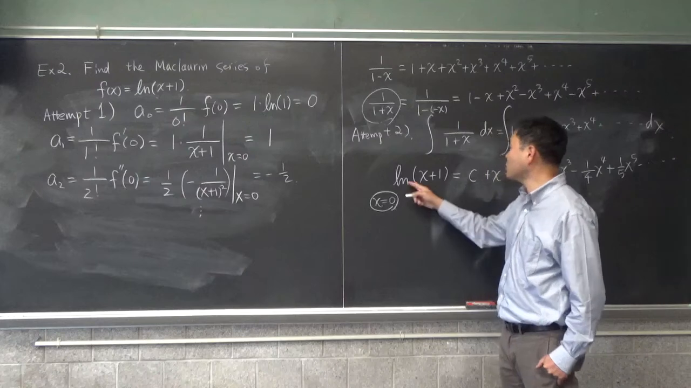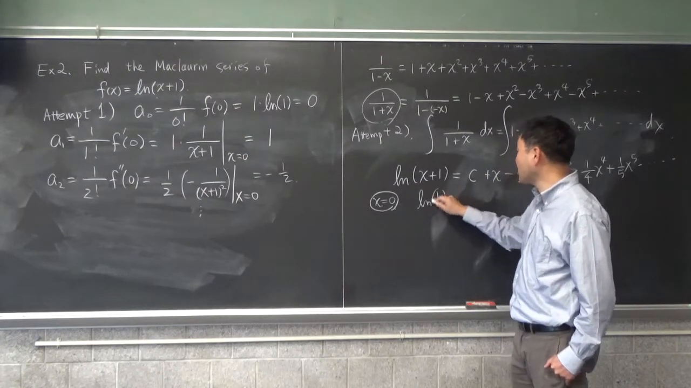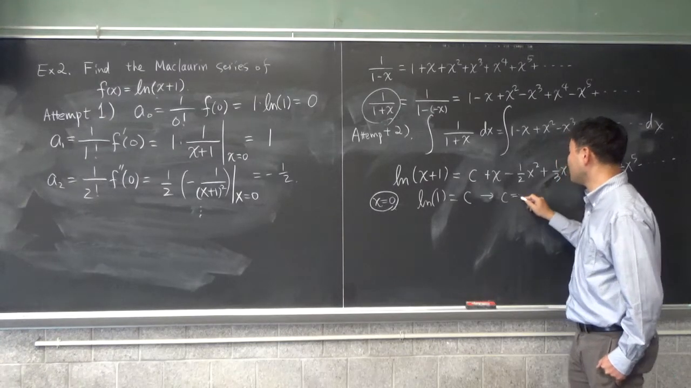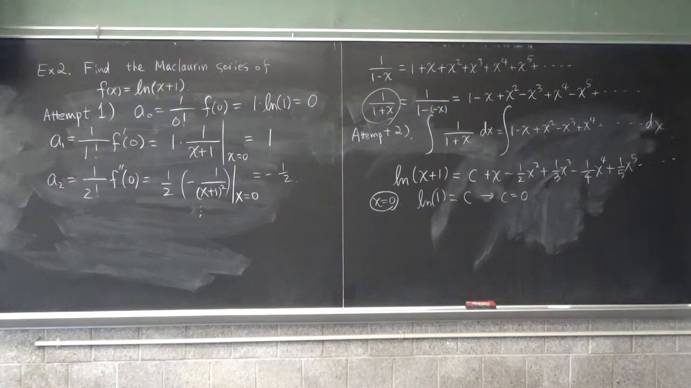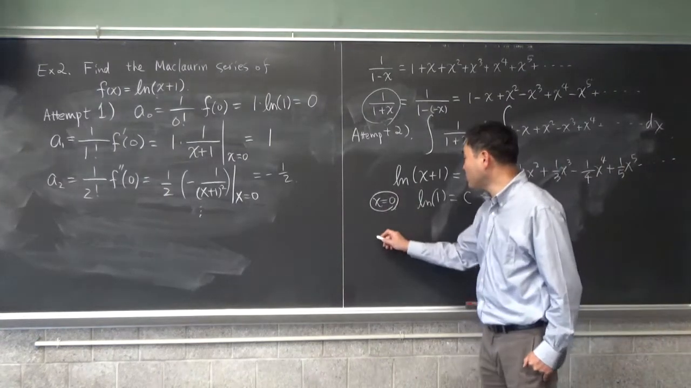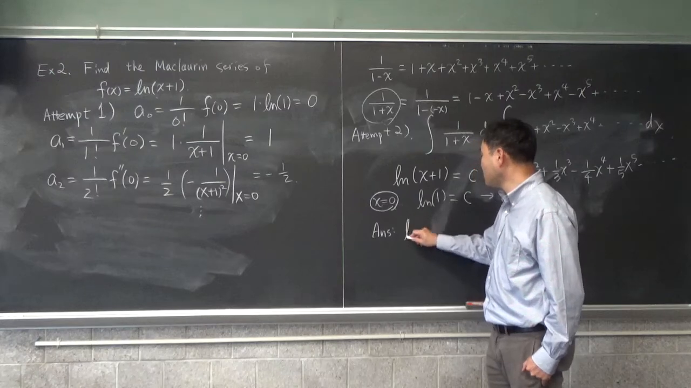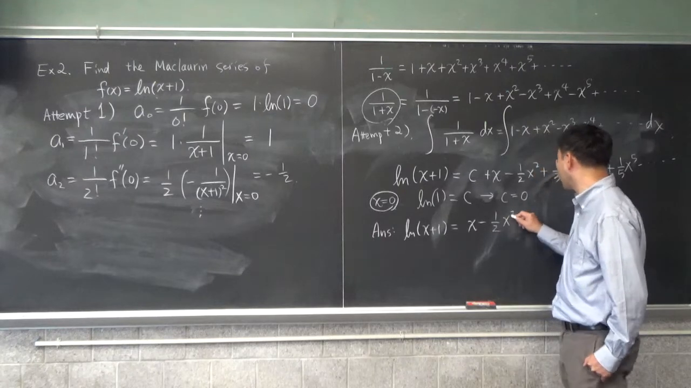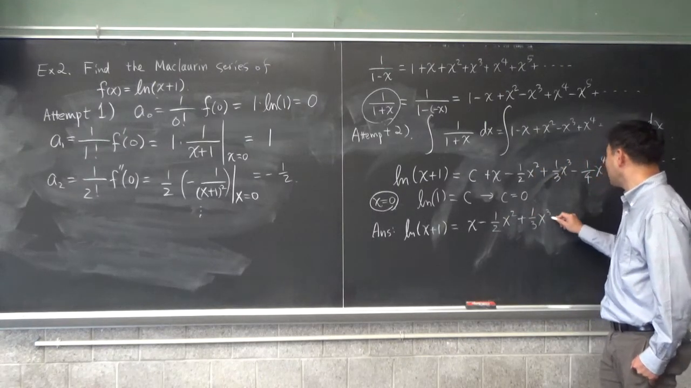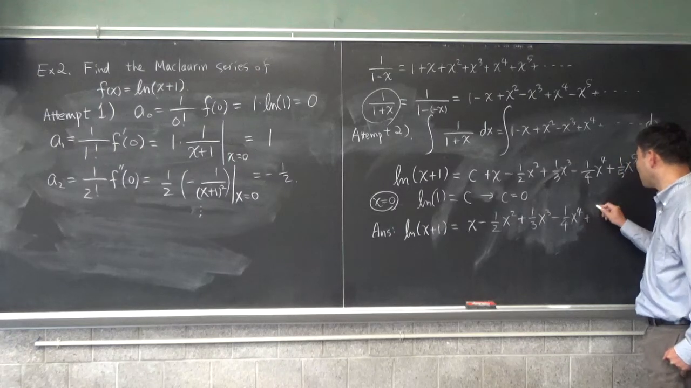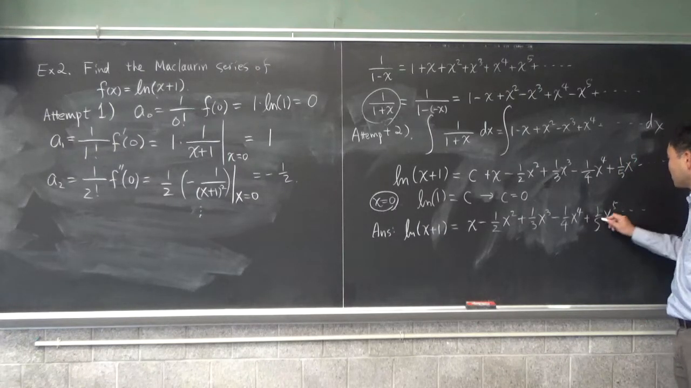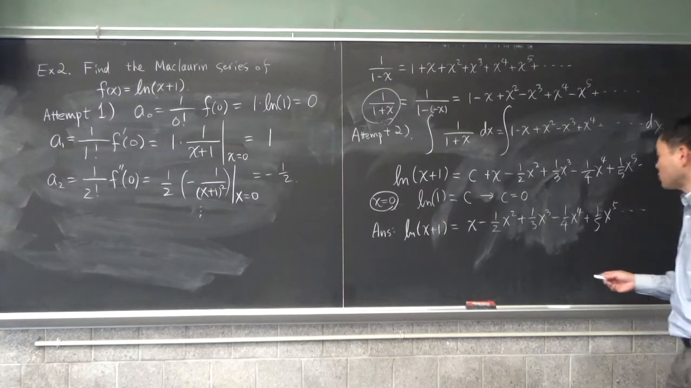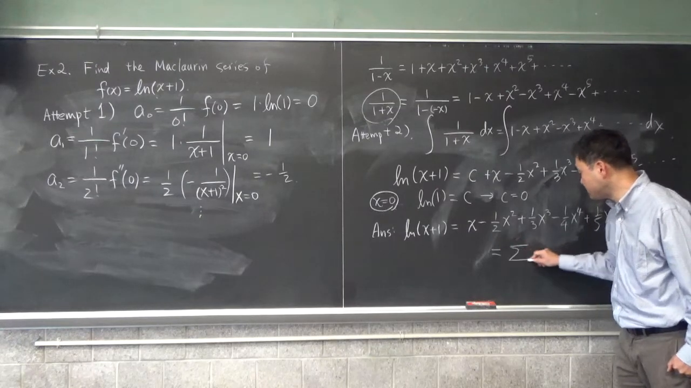So you get ln of 1 on the left side, and then everything here goes away, and you just get C, so that C is equal to 0. Okay? That means the answer to this question is ln of x plus 1 equals x minus 1/2 x squared plus 1/3 x cubed minus 1/4 x to the 4th plus 1/5 x to the 5th, and so on and so on. Okay? Now, I also want you to be able to write this in sigma notation, so let's try the sigma notation.